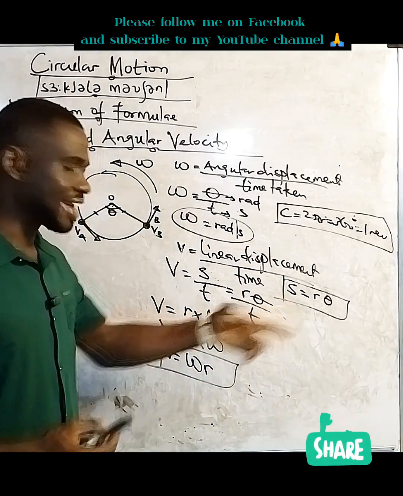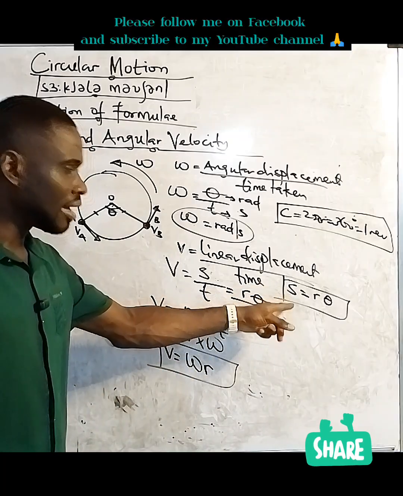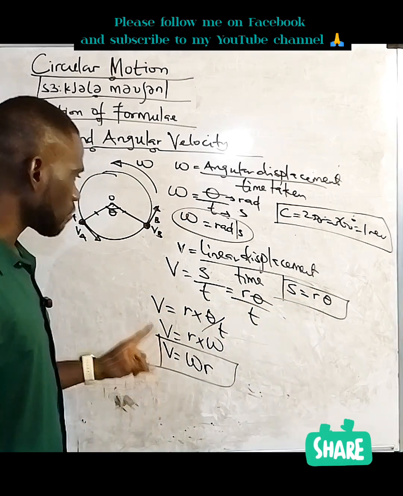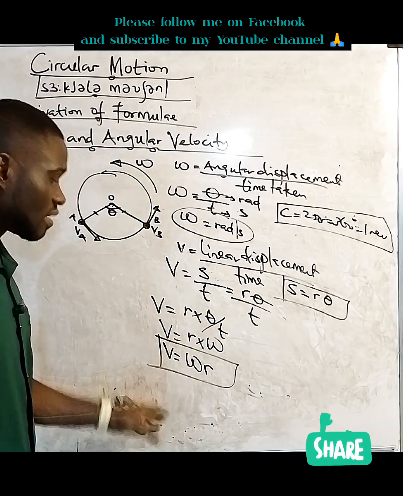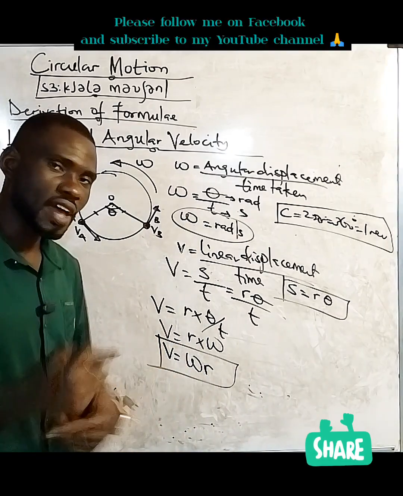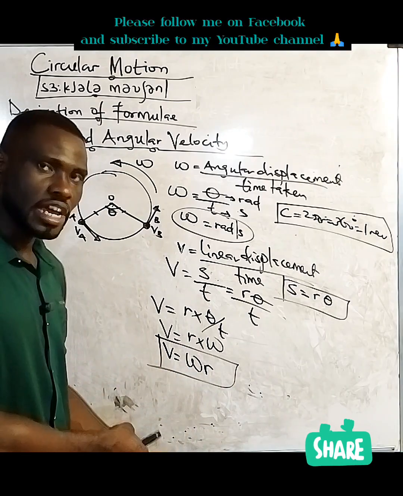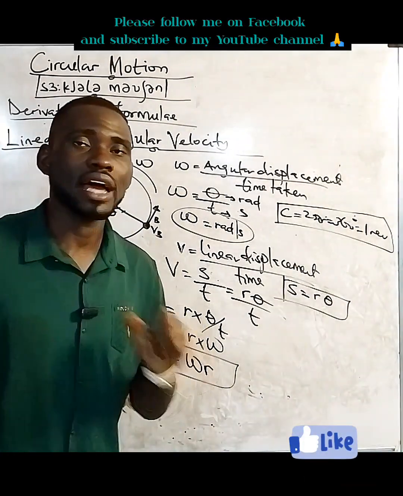We look at this as a kind of pattern. Linear displacement is angular displacement times radius. Linear velocity is angular velocity times radius. So it more or less parallels: when you attach a radius to anything angular, you're going to get the linear or the tangential quantity. So that is that for linear and angular velocity.